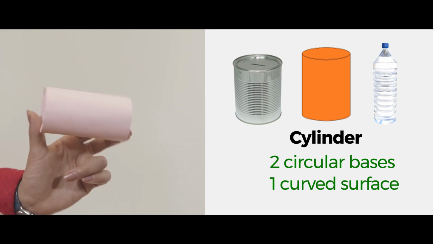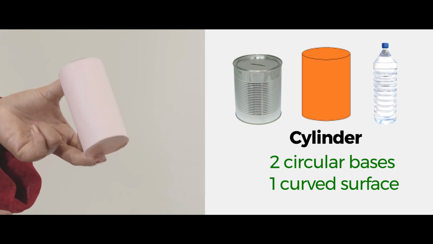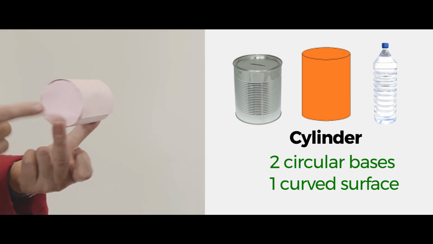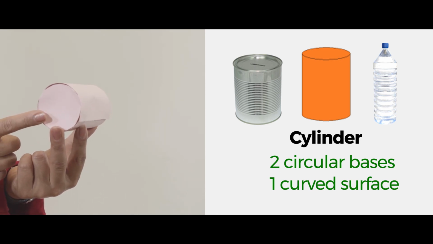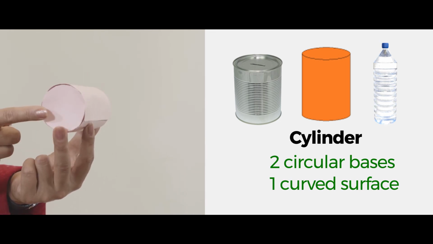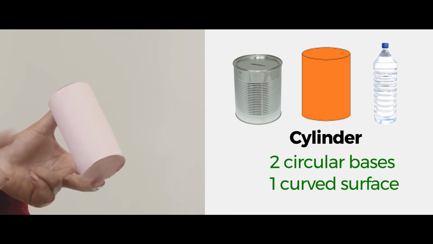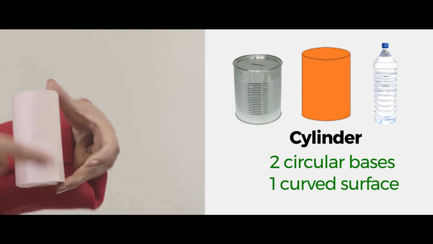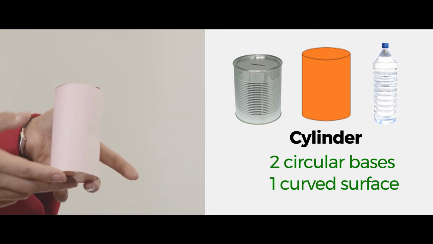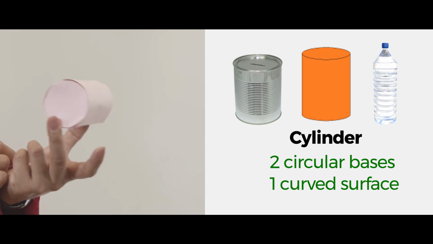Alright, now is a cylinder a prism? No. A prism must have 2 polygonal bases. Is a circle a polygon? We learned that in the lesson for 2D shapes, right? A circle is not a polygon, so a cylinder is not a prism. Also, a prism must have rectangular faces that join the 2 bases, right? Do you see any rectangular faces here? No, right? So, a cylinder is not a prism.